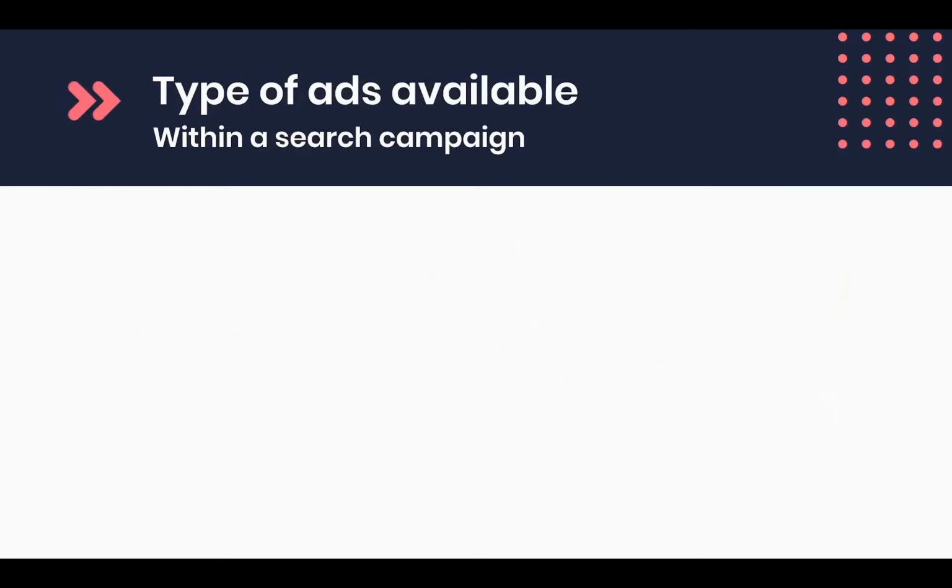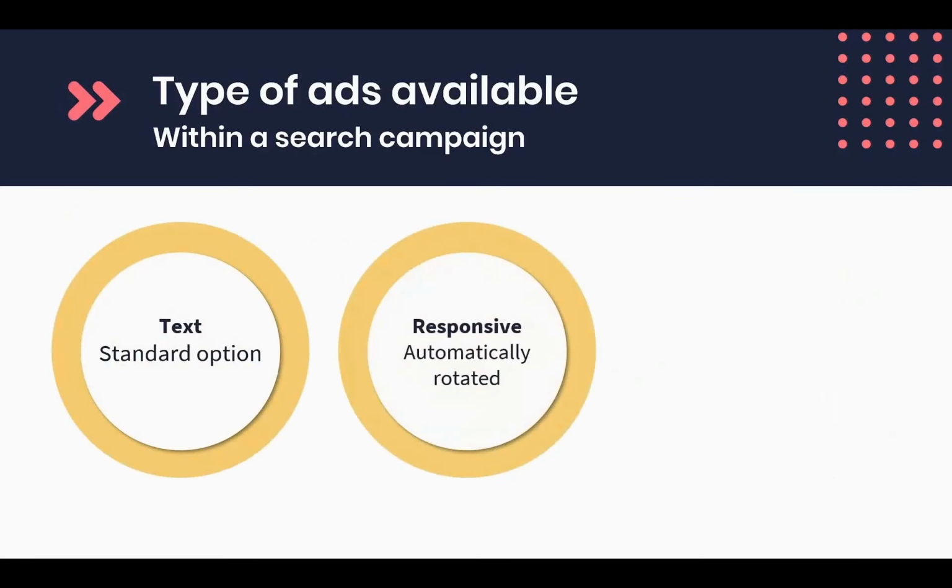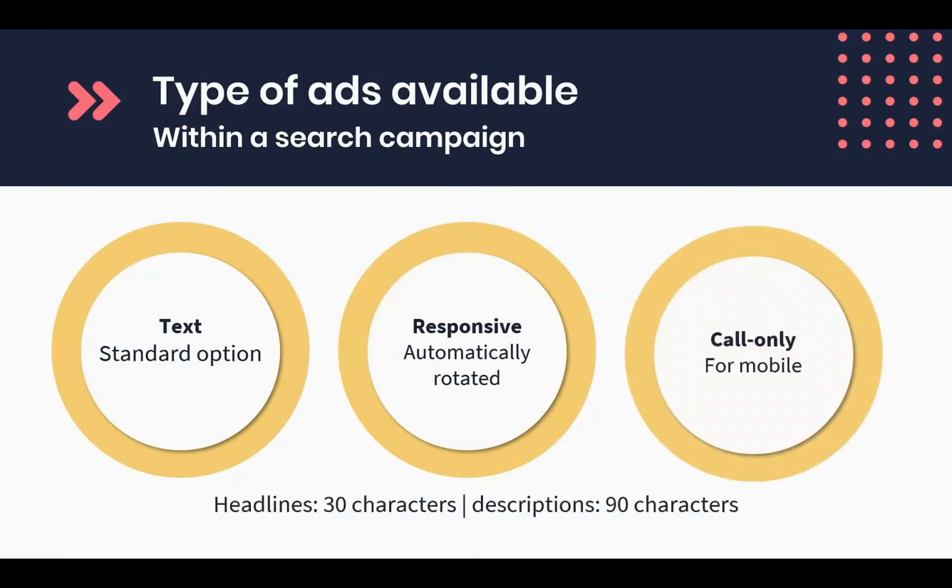Let us recap the types of ads that are available with a search campaign. We have the normal text ad, the responsive text ad, which automatically rotates and determines which ads or which combinations are performing best. And then finally, there is the call only ad, which is for mobile. Now, each headline must not be more than 30 characters, including spaces, and the descriptions should not be more than 90 characters. And just remember that this is for search only. There are many other ad types for other campaigns.